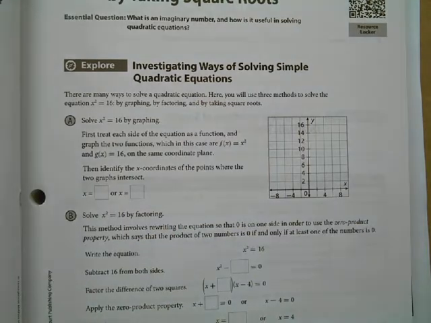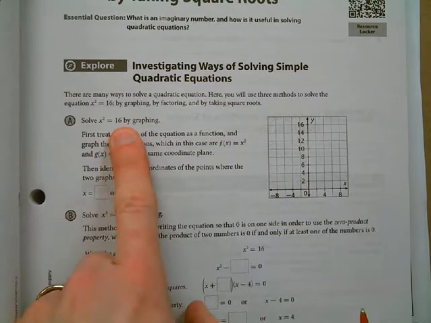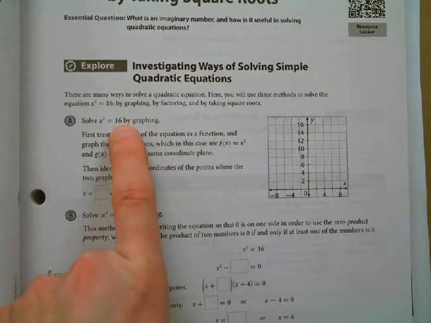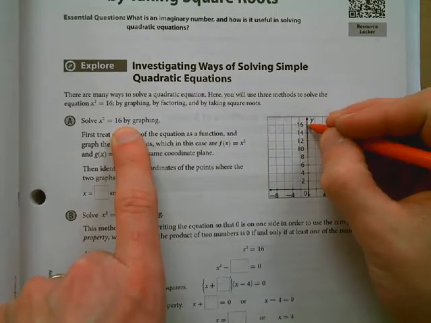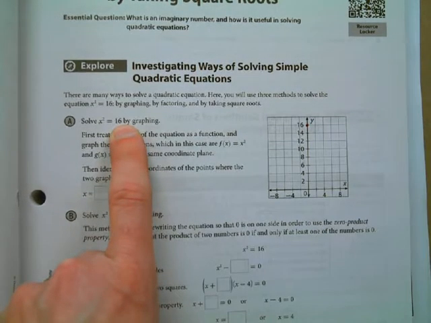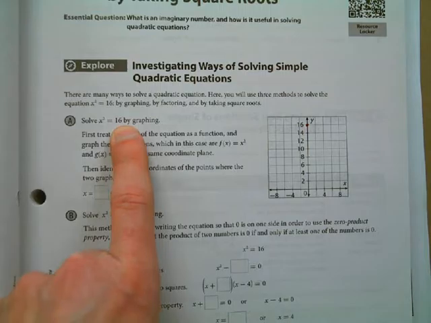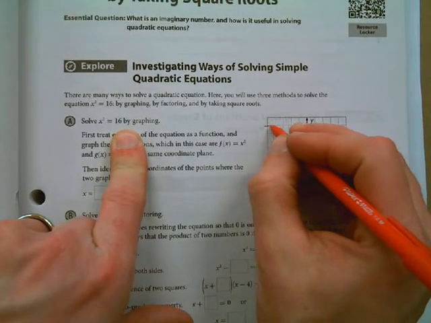Let's graph the 16 first. How do you go about graphing 16? What's that look like? Okay, we're going to put it on the y-axis. So there's 16 on the y-axis, and then what else are we going to graph besides just that little point? The line, yeah, a horizontal line through there. So let's go ahead and graph that horizontal line.